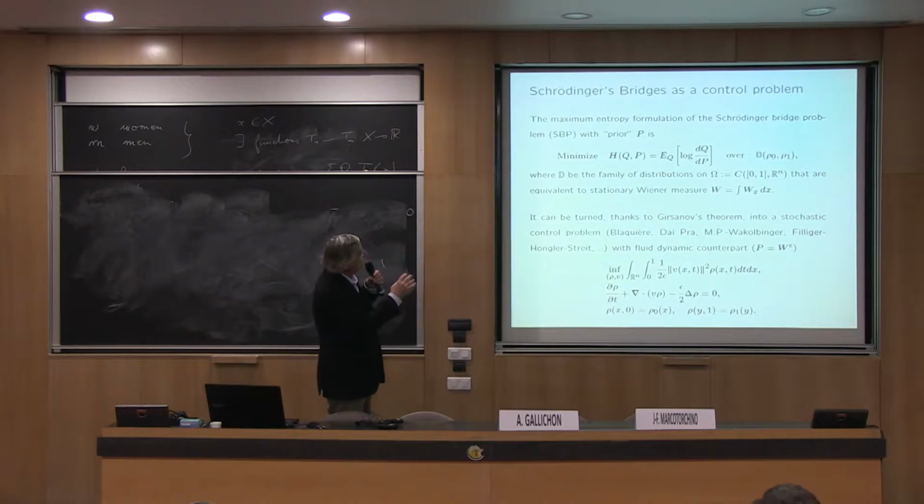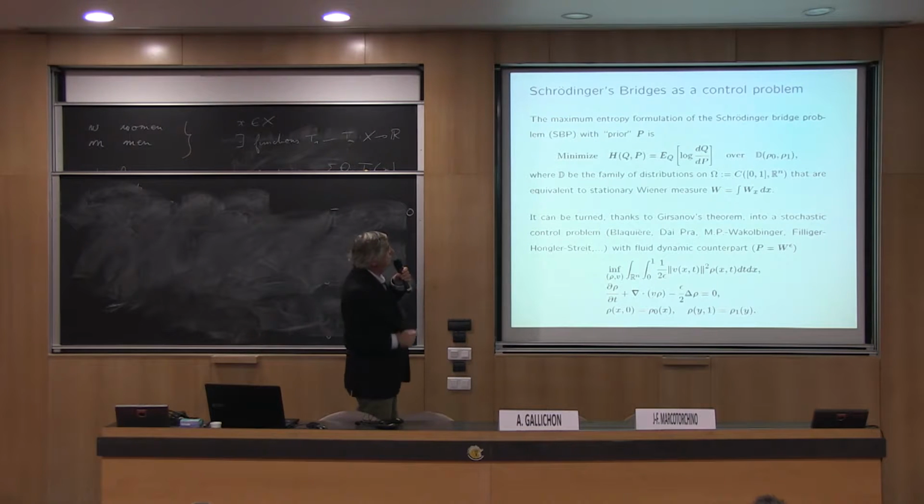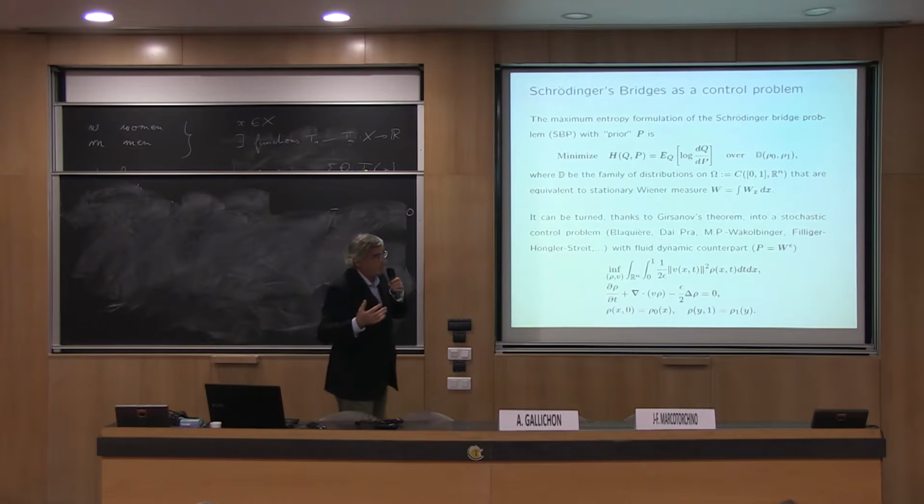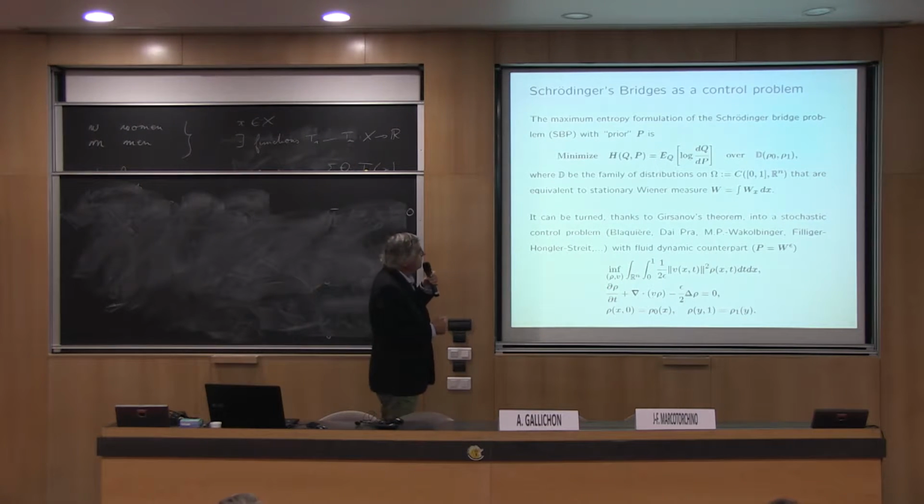So what is the maximum entropy formulation? It is over there. You minimize relative entropy, but over measures on path space, on continuous trajectories, which have the prescribed marginals. This is what that symbol D of rho 0, rho 1 means, and say they are equivalent to stationary Wiener measure. This is what you get if you give Lebesgue measure as initial measure to the Wiener process. So you get, of course, not a probability measure, in fact not a finite measure. But it's a useful technical tool. And then you can use Girsanov, okay?